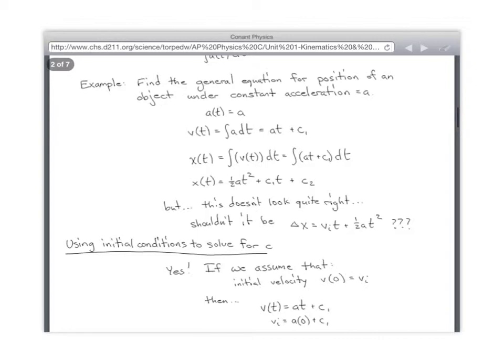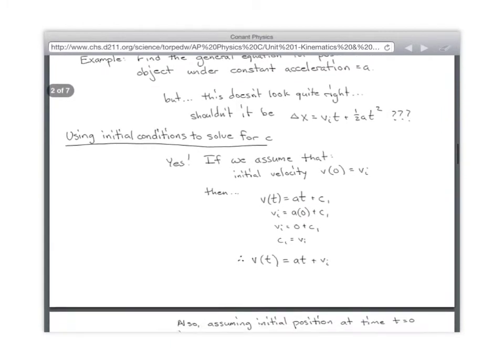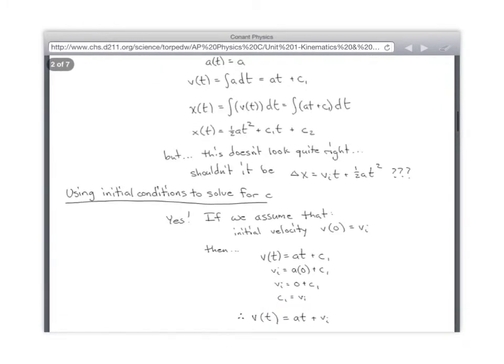Velocity equals AT plus C1. All right? Well, what's our velocity that we said before? VI. And what's our time? 0. So plug in VI for the velocity and plug in 0 for the time, and you get VI equals A times 0 plus C1. So what's C1? VI. All right. So congratulations. We now know that the velocity equation is velocity equals acceleration times time plus VI. Oh, that should look familiar.